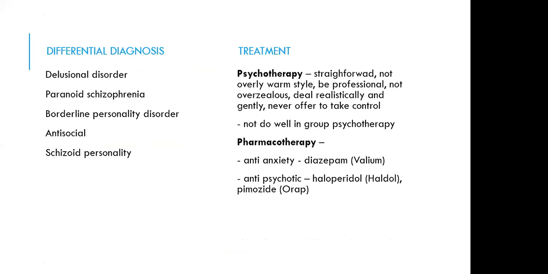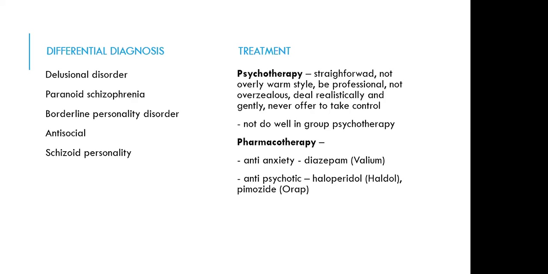Next slide for the DDX, differential diagnosis. First, the differential diagnosis is delusional disorder. It is different from paranoid personality disorder by the absence of fixed delusion in delusional disorder. For paranoid schizophrenia, it differs by the absence of hallucination or formal thought disorder.